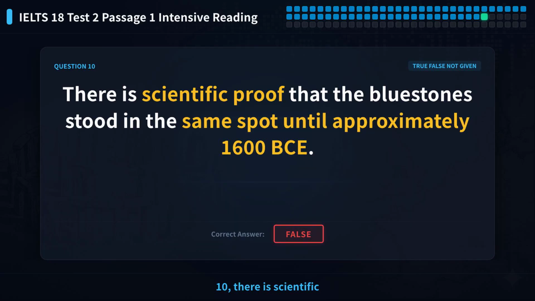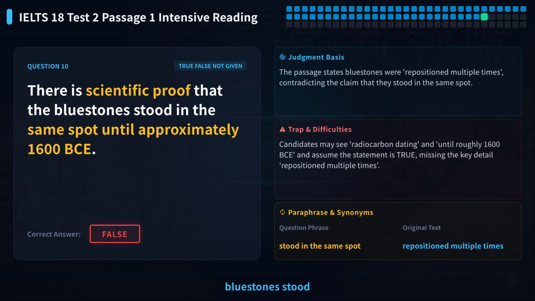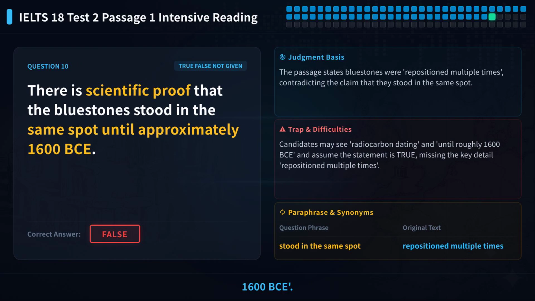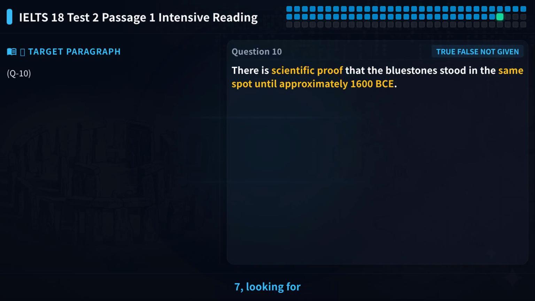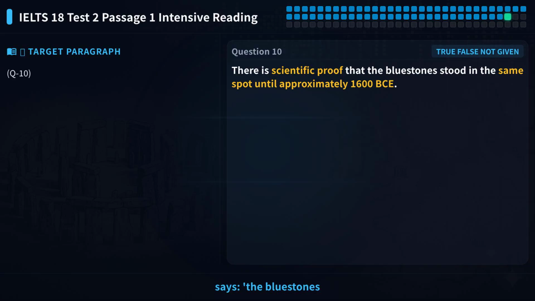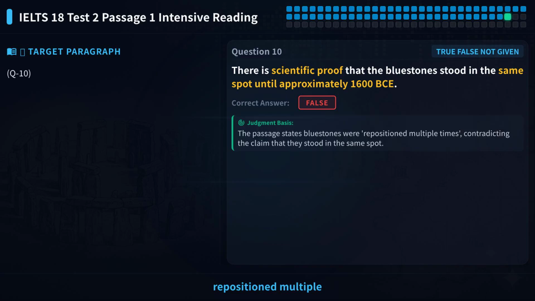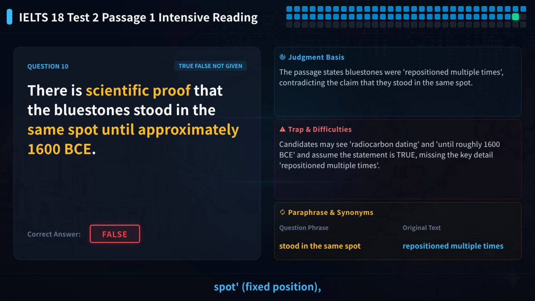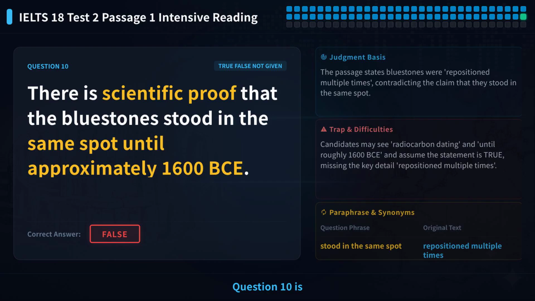Let's look at question 10. There is scientific proof that the bluestones stood in the same spot until approximately 1600 BCE. Key clue words: "stood in the same spot" and "until 1600 BCE." Locate paragraph 7, looking for descriptions about the bluestones' position and time. The original text says, "the bluestones in particular being repositioned multiple times." The statement says stood in the same spot, a fixed position, but the text says repositioned multiple times, moved many times. This is a clear opposite meaning, a direct contradiction. So the answer to question 10 is false.